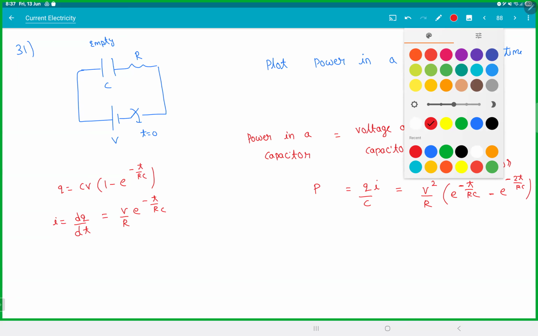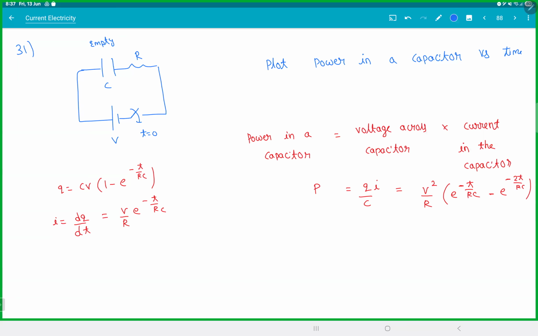Now, if you look at this function, at t equals 0, what is the charge? 0. Means initially power is 0. At t infinity, what is the current? Zero. In steady state there is no current, so power is again zero. That means at t equals 0 there is no power, and at t infinity there is no power, so the power is increasing and decreasing.